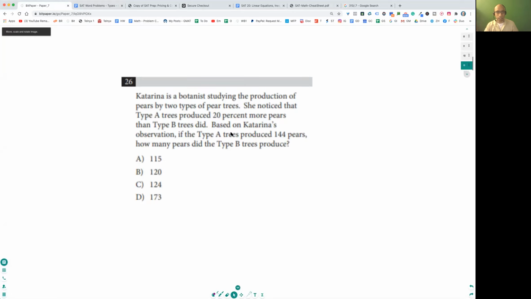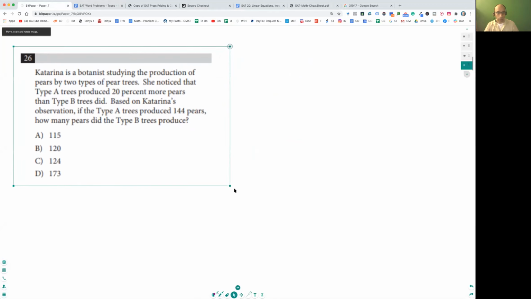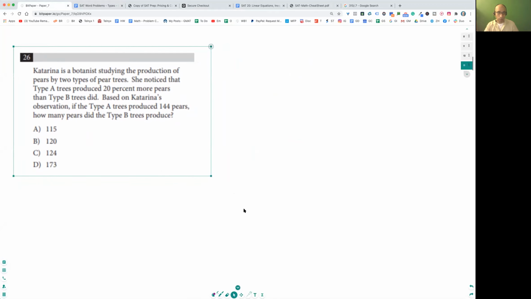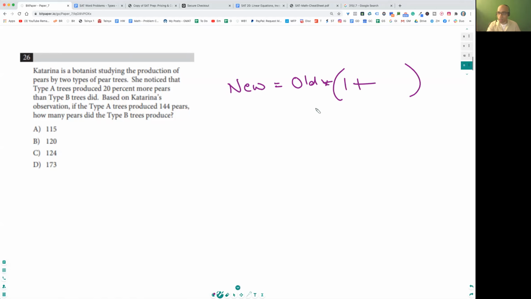I know this session is a bit longer today, because we are doing all of these problems, and I want you guys to succeed in this. So, try this problem. Remember, new is equal to old times 1 plus a percent. And you might be asked to calculate old. So which is new, which is old is up to you.